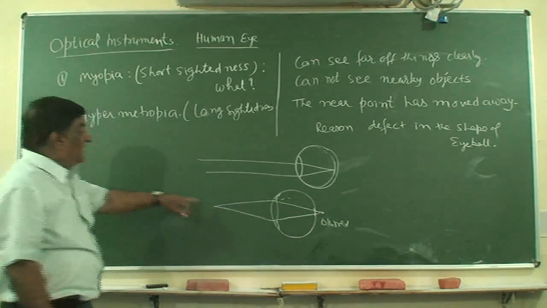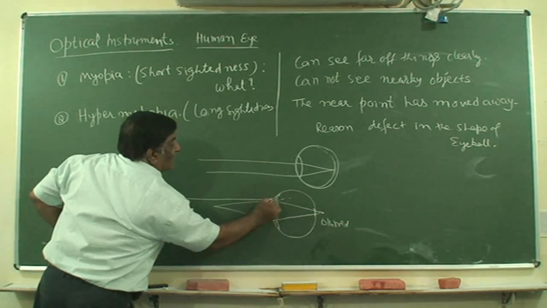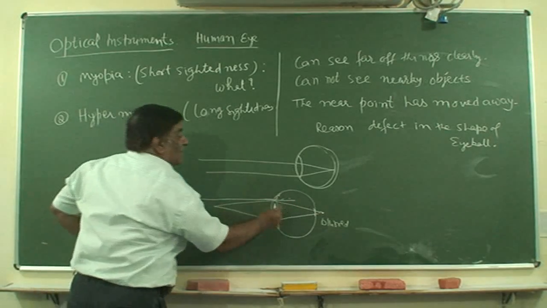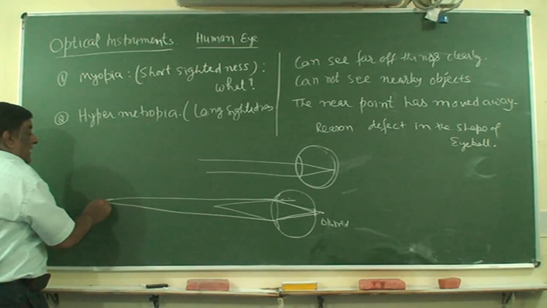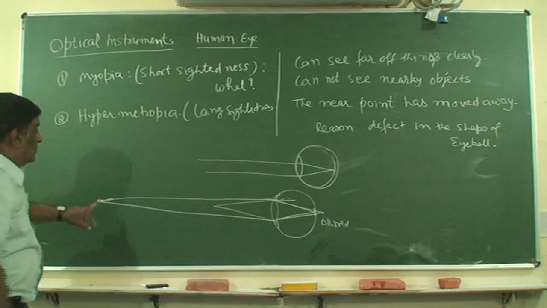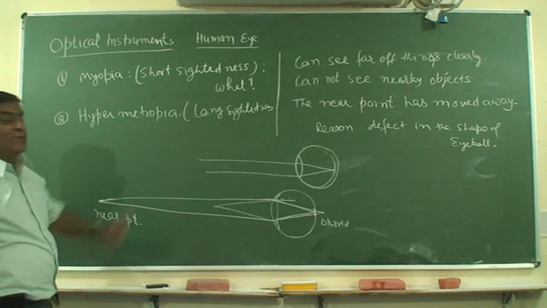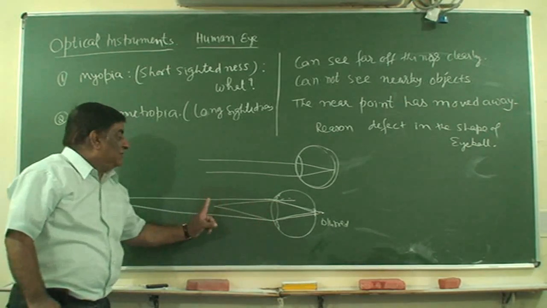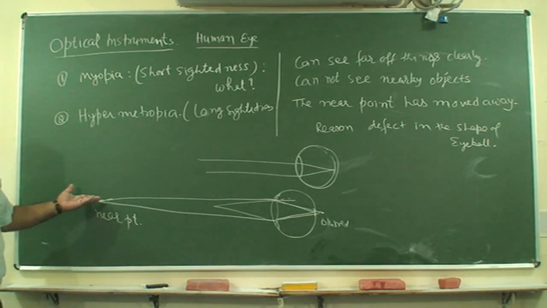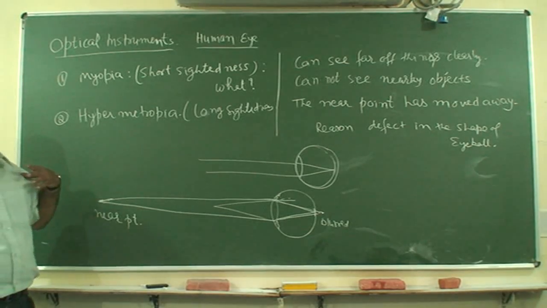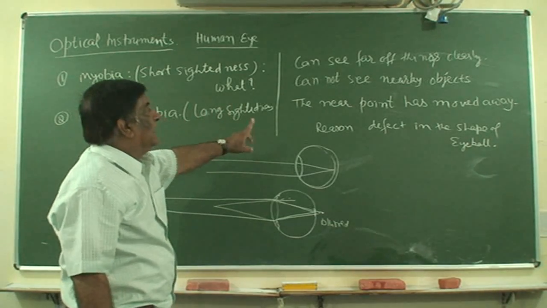Now he cannot see it here. But if we take the object here, then the ray goes like this, and it has to be bent less. It is able to bend it like this, and he is able to see if the object is here. So this is known as the near point. This person's near point, which should have been at 25 centimeter, has gone away, maybe 200 centimeter, 600 centimeter, like that. So this is the defect known as hypermetropia, long-sightedness.